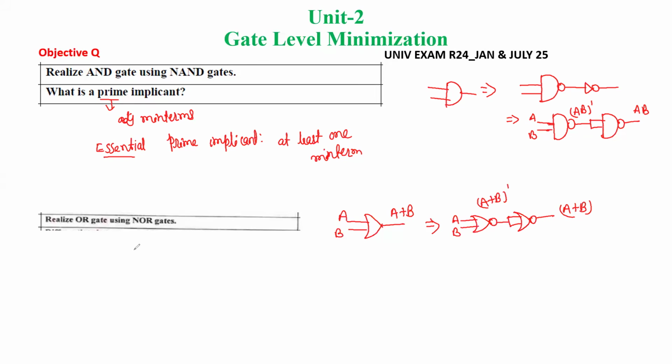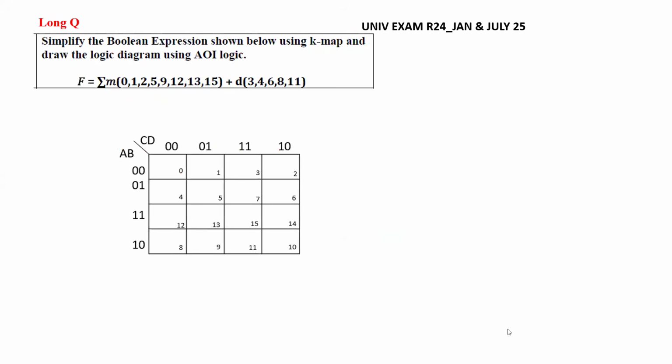So like this, you can have another objective question also. So that you need to practice. Next, we have the long question. One K-map question is compulsory. It's sure that one K-map question will come.